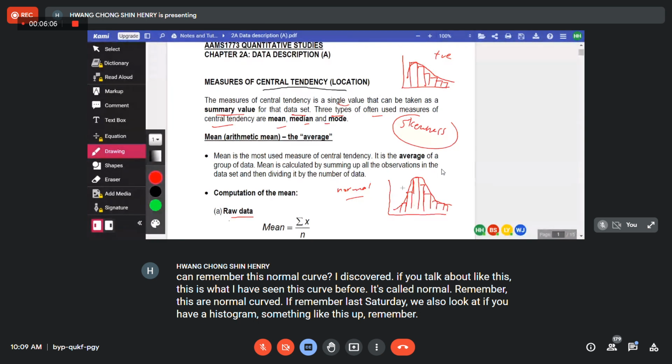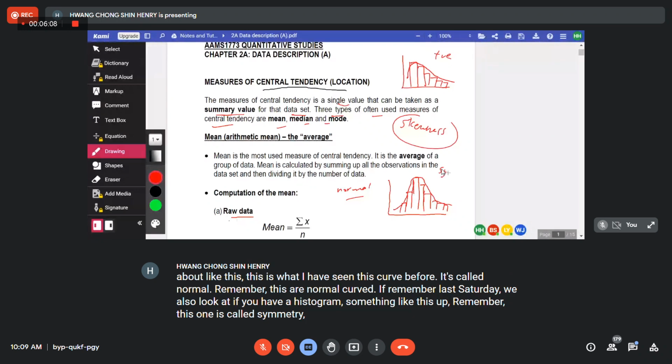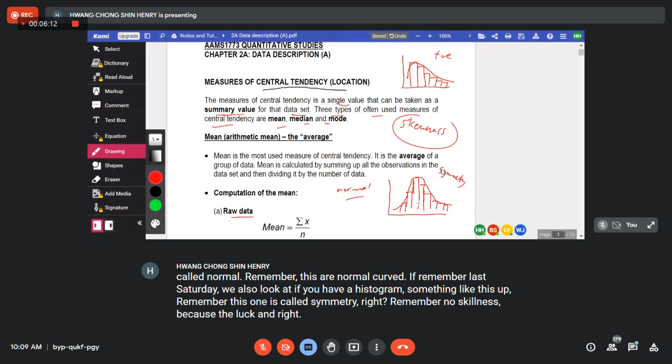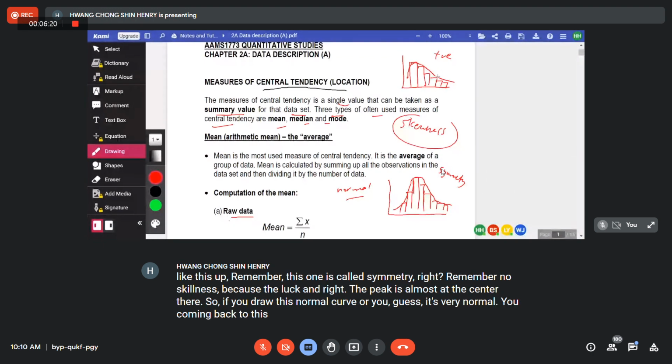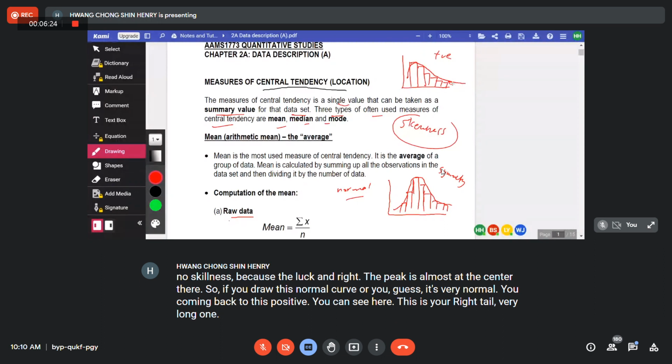Remember? This one is called what? Symmetry, right? No skewness, because the left and right, the peak is almost at the center there. So if you draw this normal curve, you can see it's very normal. Coming back to this positive, you can see here, this is your right tail, a very long one. This right tail means longer than the left tail. We call this right tail.